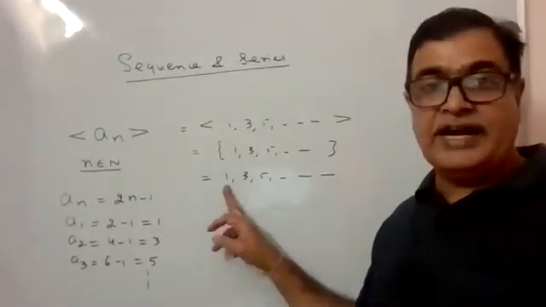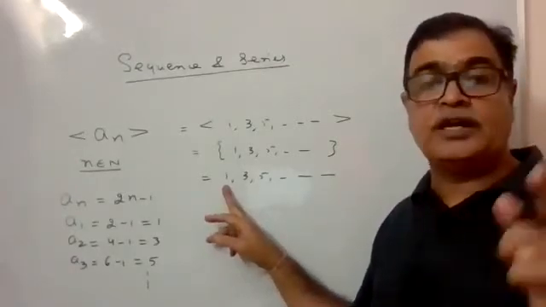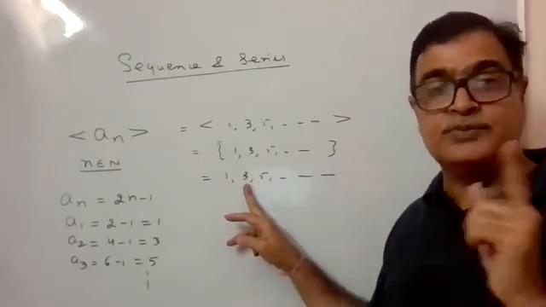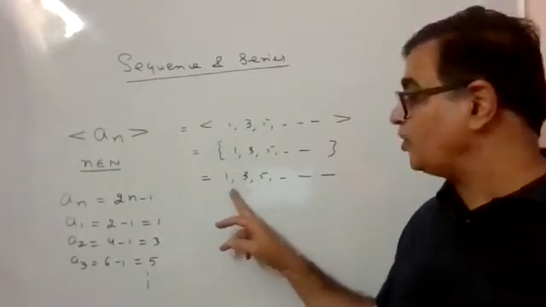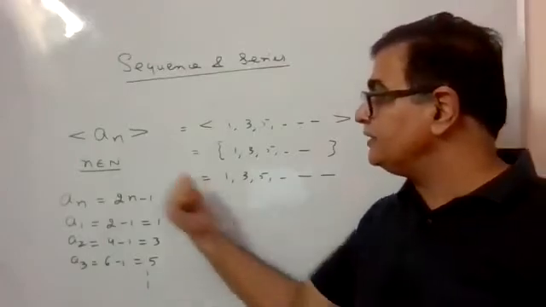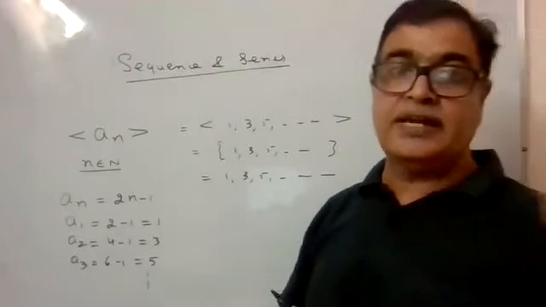This will be called the first term of the sequence, because you got this when n was 1. This will be called the second term, because you have placed n as 2 here. This is the third term, because you have taken n as 3. So this is the sequence we have. A sequence is simply a function whose domain is the natural numbers.